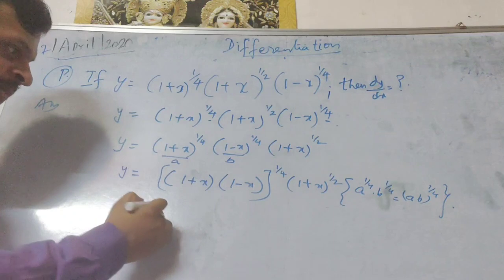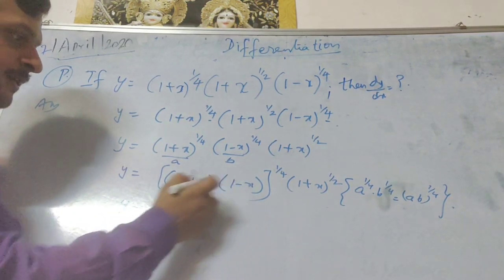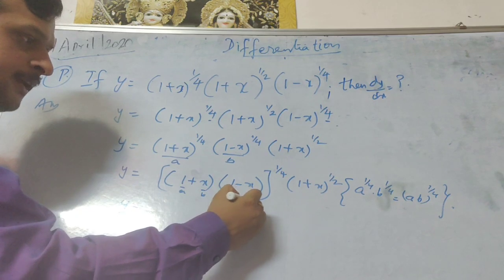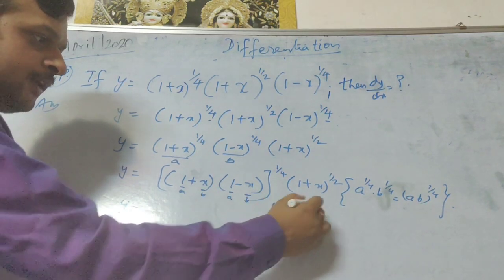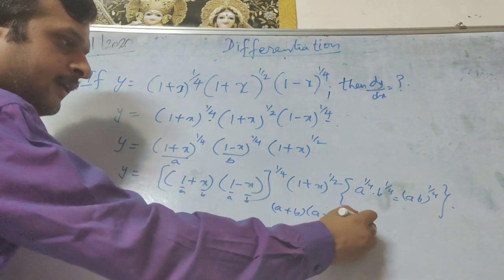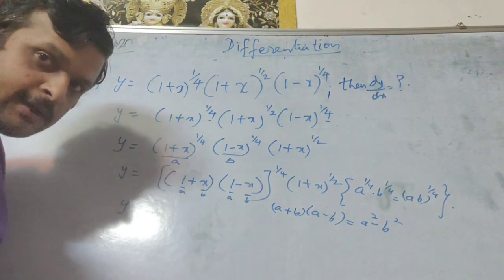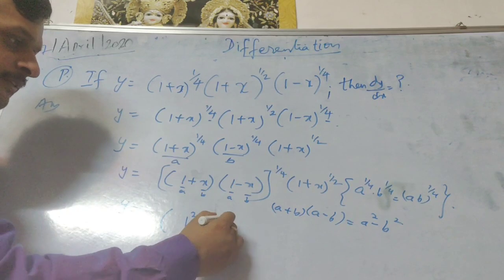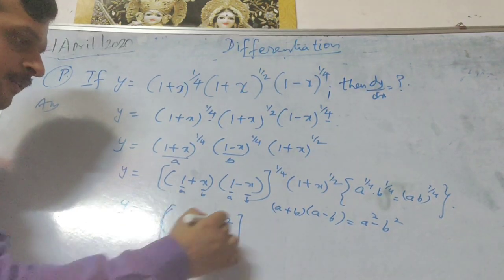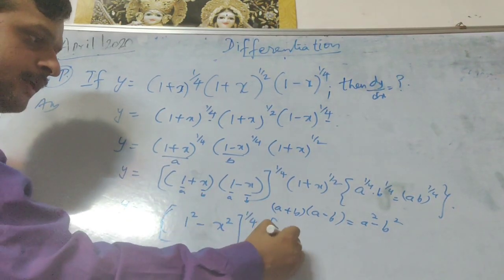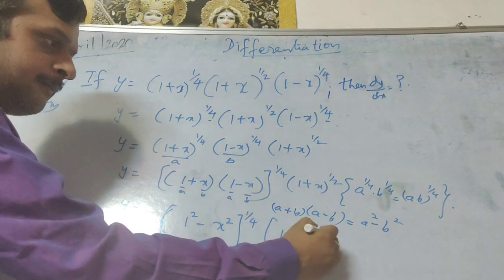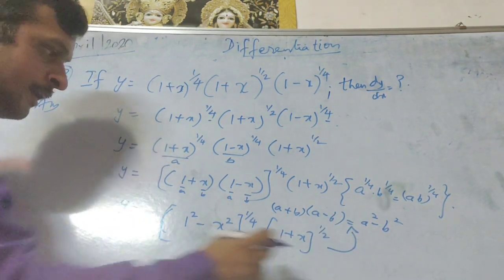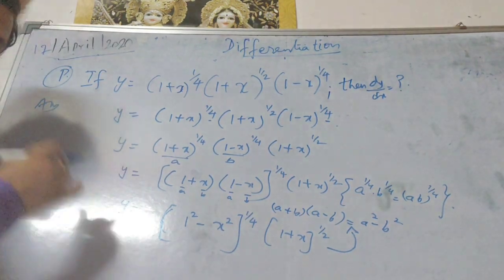So y equals a plus b into a minus b. This is again a and this is b. A plus b into a minus b will be equal to a square minus b square. So this will be 1 square minus x square whole to the power of 1 by 4 into 1 plus x power 1 by 2. Yeah, I have used it here. Now make a note of this.